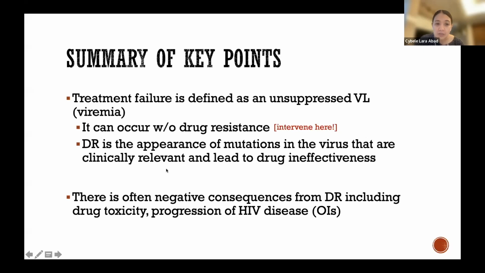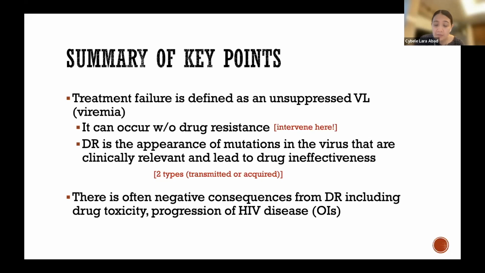In contrast, drug resistance is the appearance of mutations in the virus that are very clinically relevant and lead your drug or your combination of drugs to be ineffective. And there are two types of drug resistance that we talked about. One is transmitted, meaning you got it from someone else, or it is acquired, meaning you did it yourself because of poor adherence to your regimen.